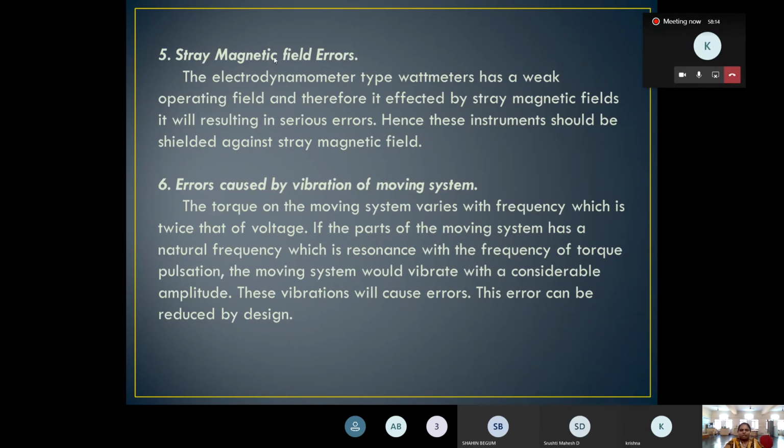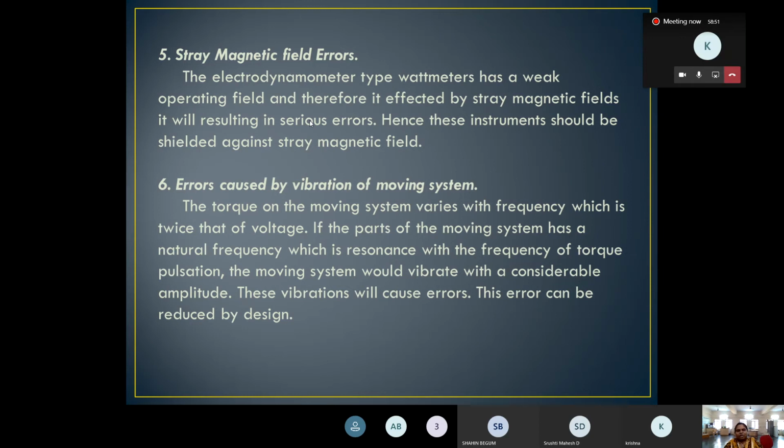Next is the stray magnetic field errors. We already came across in our bridges how stray magnetic fields affect, and with small capacitors we avoided that by using shielding, right? The same thing here. The electrodynamometer type wattmeter has a weak operating field, and therefore it is affected by stray magnetic fields. It will result in serious error, because almost the inner part consists of inductance, resistance and all.